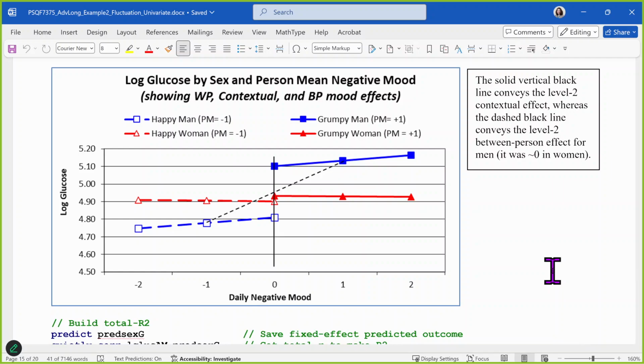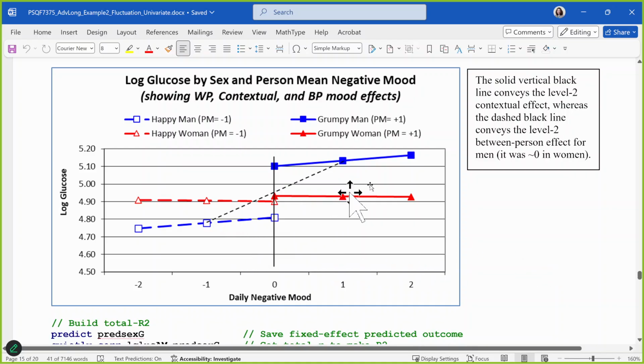The other picture had within-person negative mood as the x-axis, where I had lower than usual, and then higher than usual, where usual would be whatever your mean is, regardless of what that happened to be. I've swapped out that x-axis for a different one that contains original daily negative mood. And so that means that my different grumpy people are spread out more. So the blue lines are still for dudes, the red lines are still for chicks. There is a dashed line through the person means here, to the best of my drawing ability in Excel. That would be the between effect.